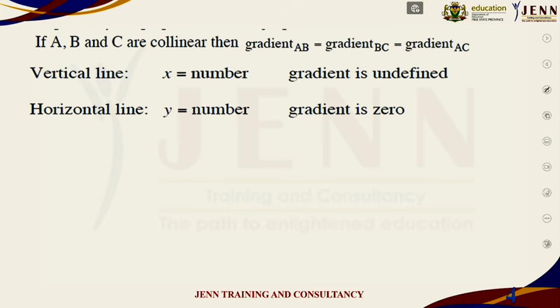Then let us talk about these two, the vertical line and the horizontal line. When we talk of the vertical line, the gradient is undefined. What do I mean by that? The moment you have a vertical line, my child, you should not be frustrated and say that because the gradient is undefined, I will not have an equation. No, you will have an equation.